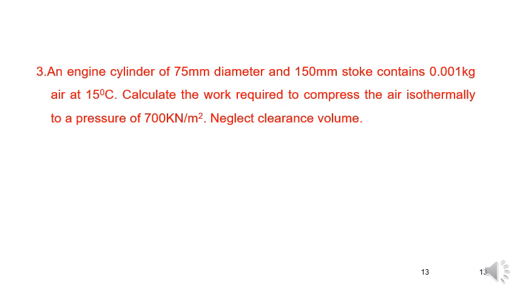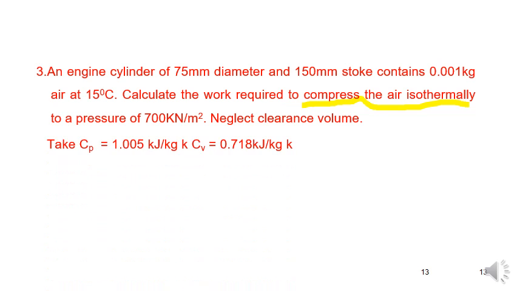Underline what they have given as the condition. Here they have given compressed air. So W is equal to P1 V1 log V1 by V2, or P1 V1 log P2 by P1, because it is an isothermal compression, to a pressure of 700 kilonewton per meter square, neglecting clearance volume.